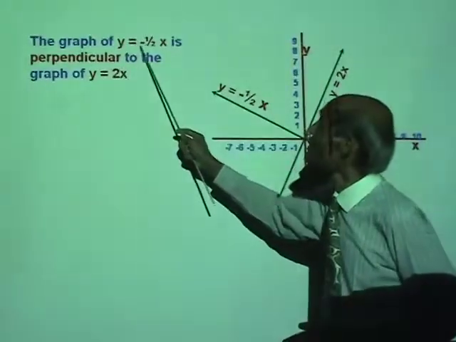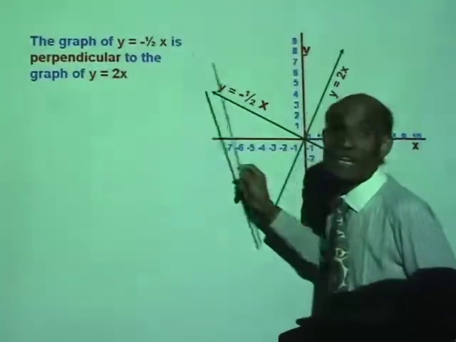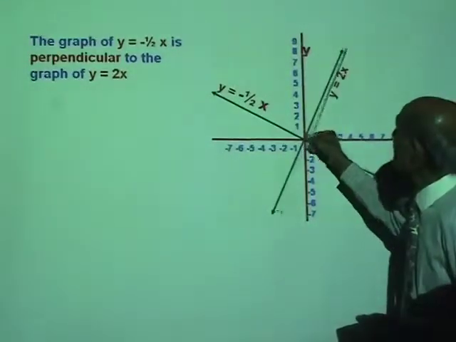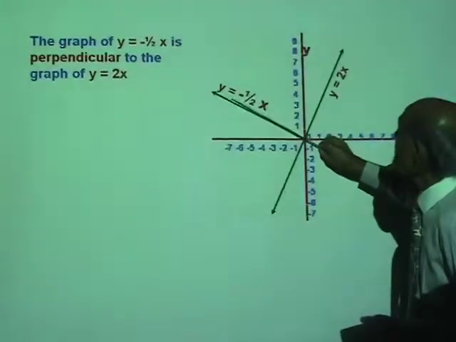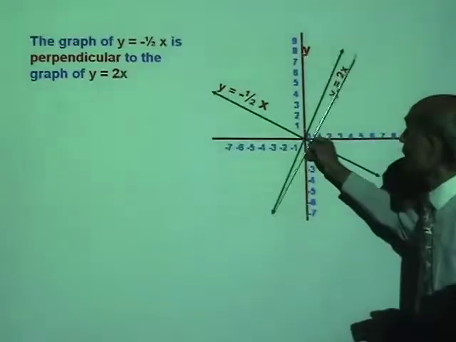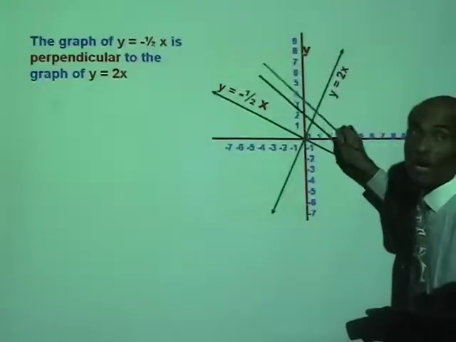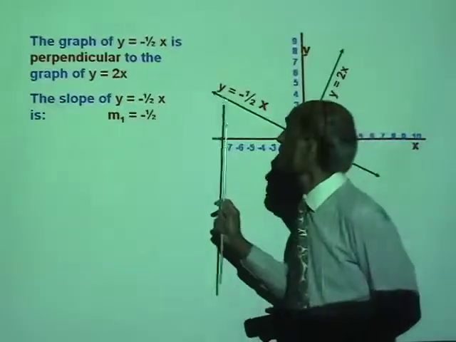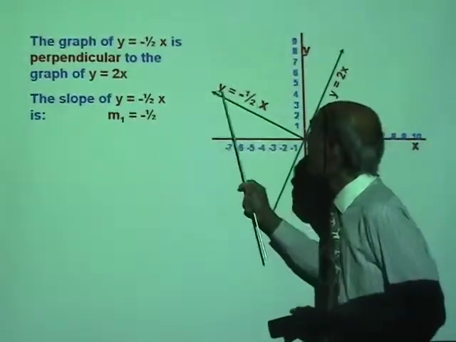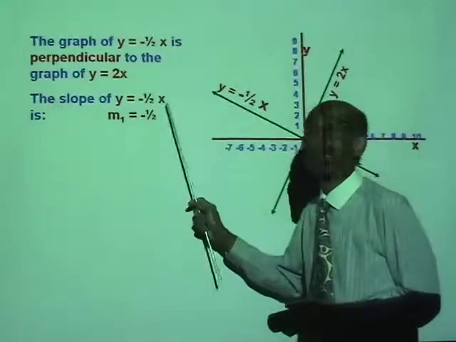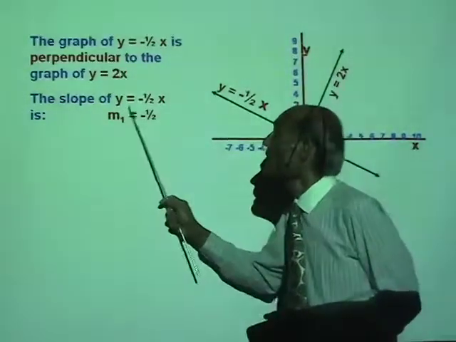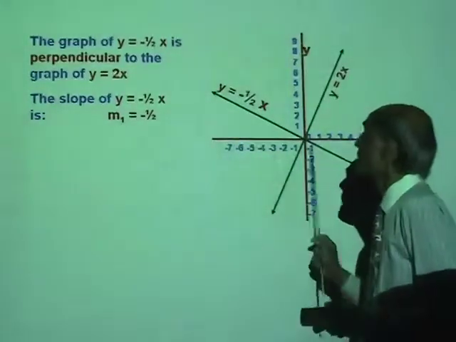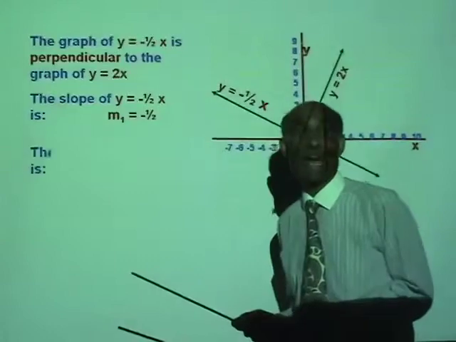The graph of y equal to negative 1/2 x is perpendicular to, can you see that? The graph of y equal to 2x and the graph of y equal to negative 1/2 x are at right angles. They are perpendicular to each other. Look at the slopes of these. What is the slope of this line, y equal to negative 1/2 x? The slope, I'm going to call it m1, the slope of this line is negative 1/2.